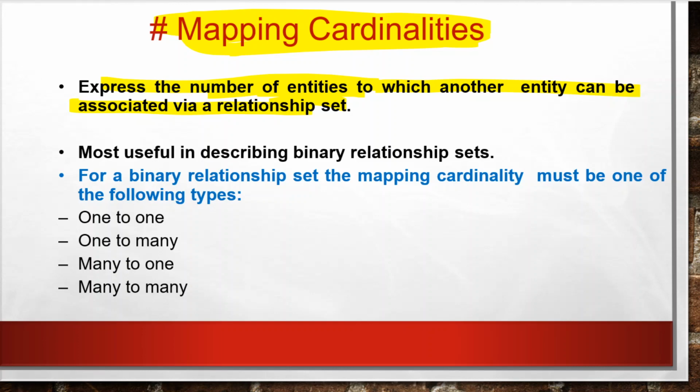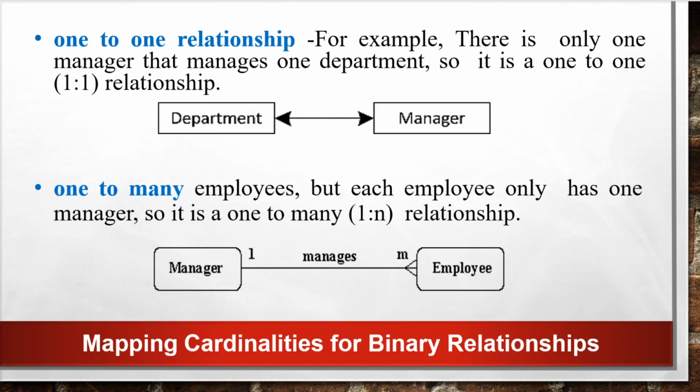So we are discussing the binary relationship only. For a binary relationship, we can have one to one cardinality, one to many, many to one, and many to many. These are different ways to represent the number of entities involved in the relationship. For example, first is the one to one relationship. In a one to one relationship, only one entity is participating from the left entity and also from the right entity.